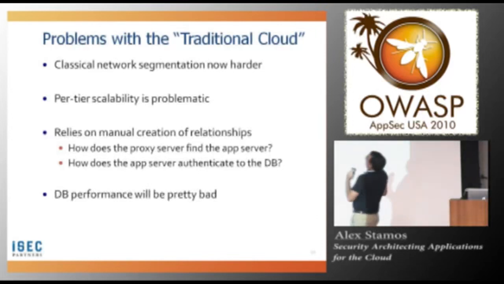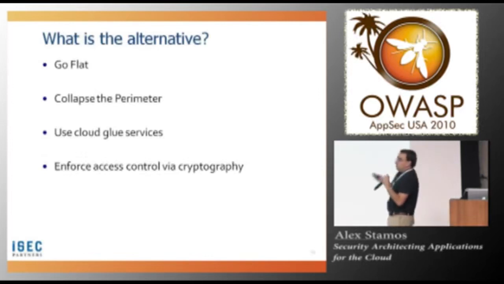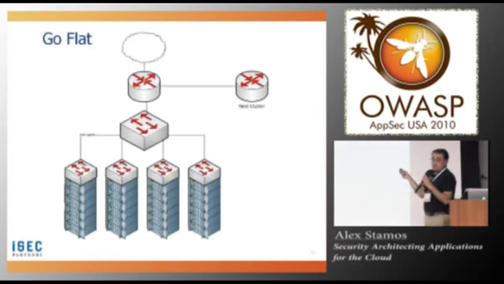So what does this mean? The alternative is that we go flat in our architecture, that we collapse the perimeter down to the individual virtual instances as much as possible. We use cloud glue services instead of manually created relationships, and we enforce our access control via cryptography. So go flat from a physical perspective.